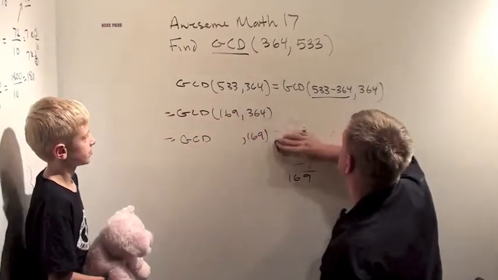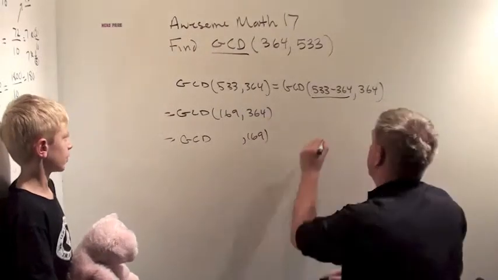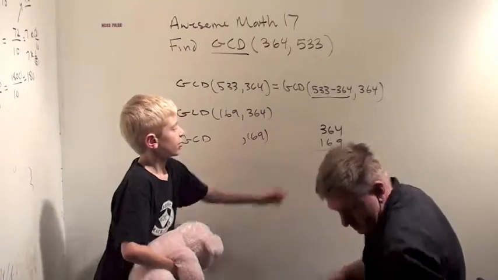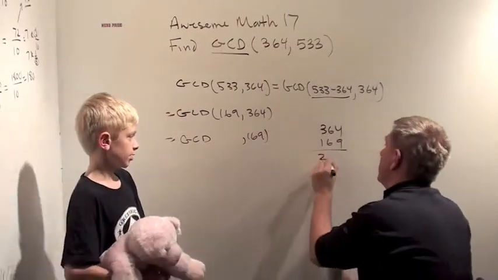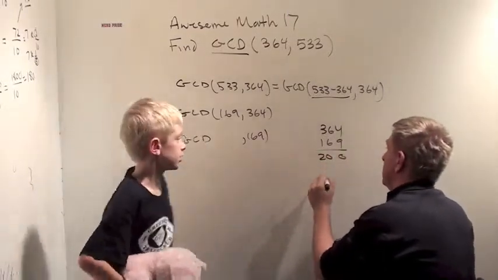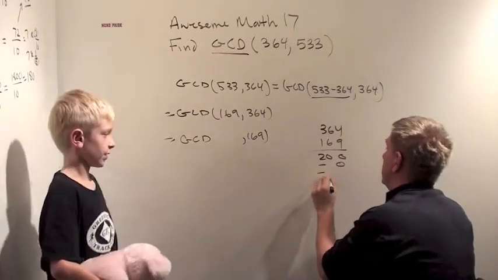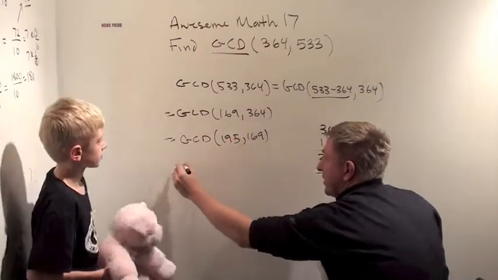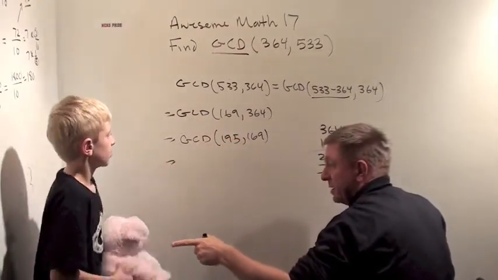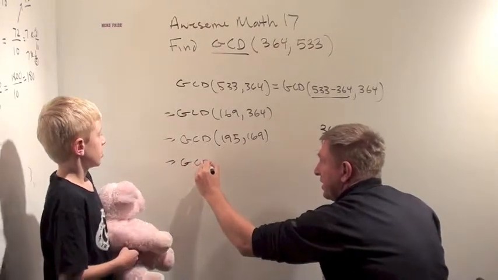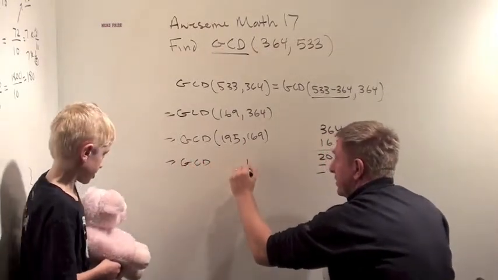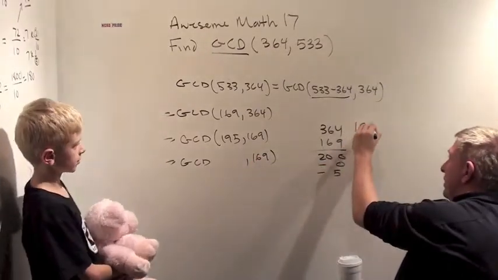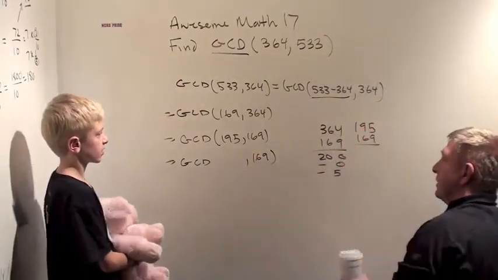So now what difference do we have to compute? 364 minus 169. Okay, what's that? Well, 200, 100, minus 0, and then minus 5. So 195. And by the Euclidean algorithm, pig tells us this is the same as what? GCD of 195 minus 169 and 169. So now we have to do 195 minus 169.